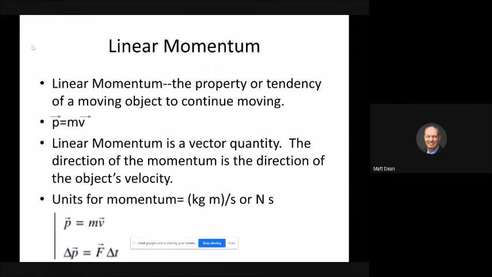So as I was saying, momentum is a vector quantity. It's mass times velocity. The direction of the momentum is the direction of the velocity. The units we're going to get are either kilograms times meters per second, mass times velocity units, or we can also write that in terms of Newton seconds. We'll talk more about that here in just a minute.